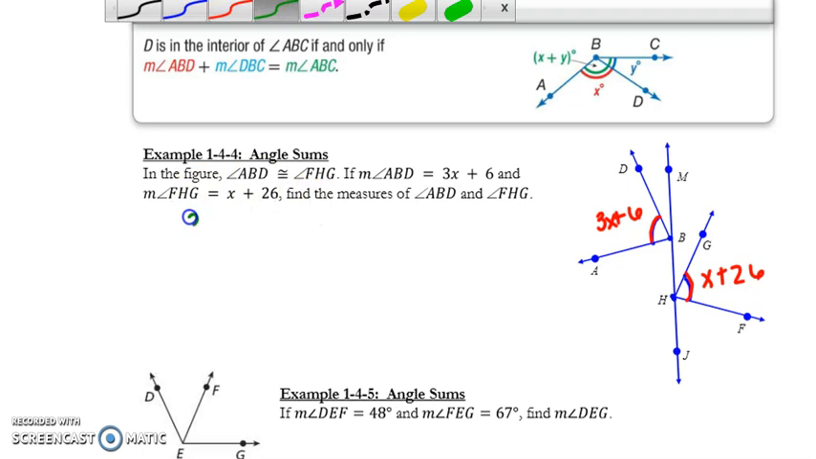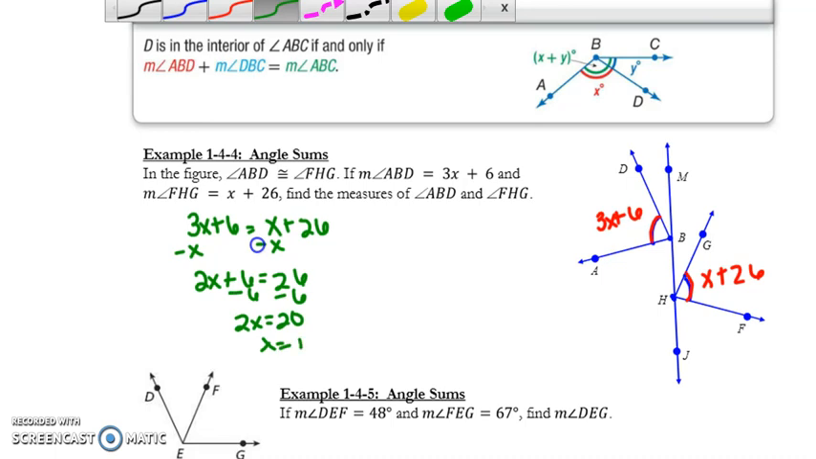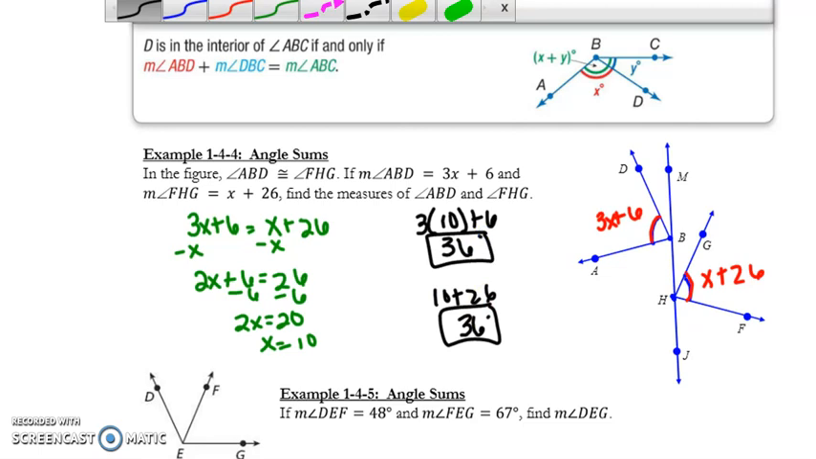Okay, so we can go ahead and set 3x plus 6 equal to x plus 26 and solve. So 2x plus 6 is equal to 26, subtract 6. So 2x is equal to 20, which means x is 10, but they don't want x, they want these angles. So we have to plug 10 back in. So that's 3 times 10 plus 6, which is 36. And then we have 10 plus 26, which is 36, which it should be because they should both be equal, which they are, 36.